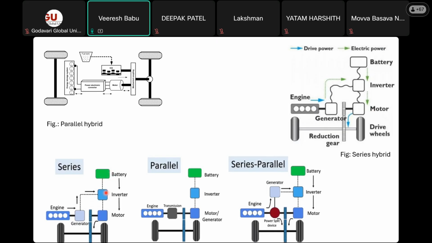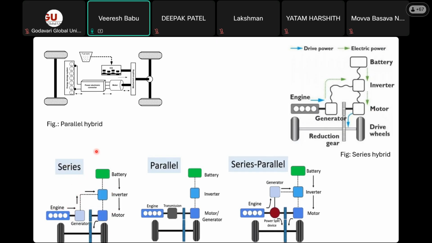If you want to convert it to AC, it goes through the inverter like this, and there is a motor. This is an AC motor here, and it runs the vehicle. This is called a series hybrid, which means you do not have direct contact of the engine with the wheel. This is the series hybrid. Are you following me?